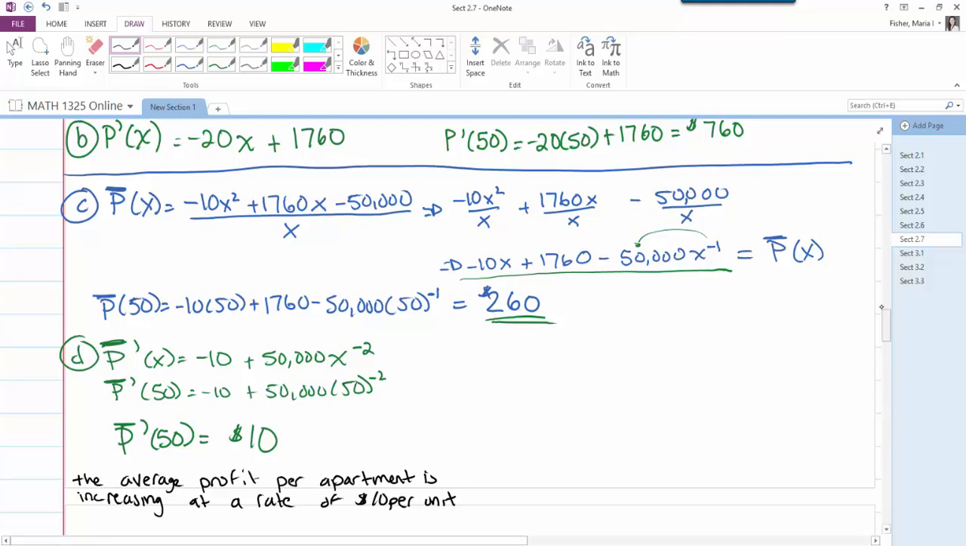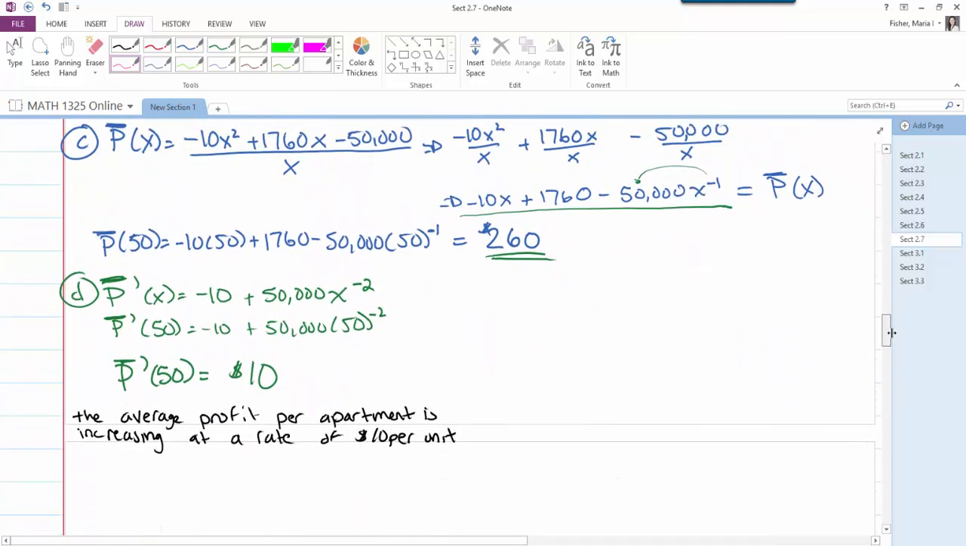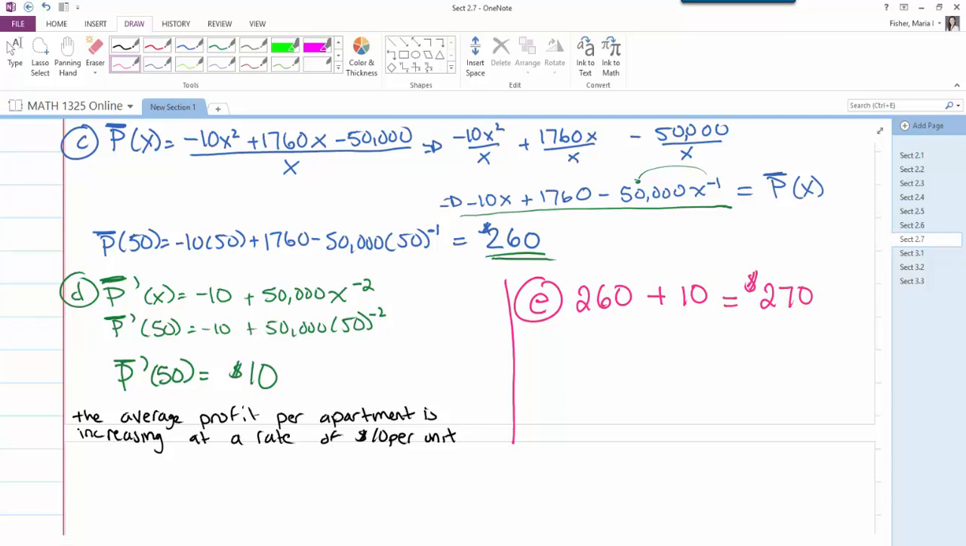All right, part E is the very last one. Let's see what part E is asking us to do. Use the results from part C and part D to estimate the average profit if 51 apartments are rented. So what would the average profit be? Well, if it was $260 per unit, and I know that it would increase by 10 if I increased the number of apartments that I'm renting, it would increase to about $270 per unit. We would have about an average of $270 per unit profit if 51 apartments are rented.